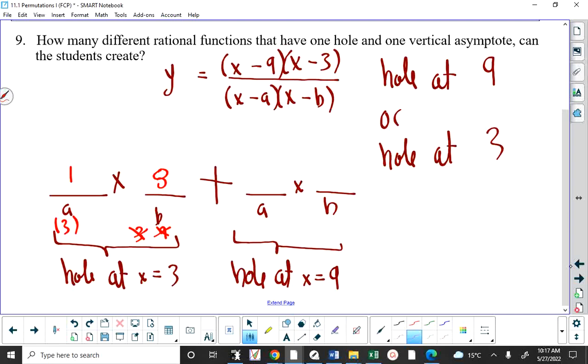If I do the same thing over here and I say that this is a 9, this cannot be a 3 or a 9 for the same reasons, so I'm still going to have 1 times 8. So 1 times 8 plus 1 times 8 is 8 plus 8, which is 16. There are 16 different rational functions we could create here.